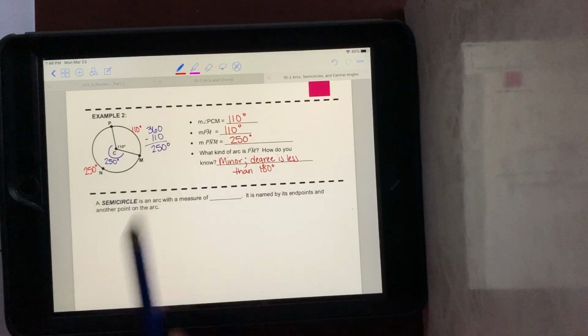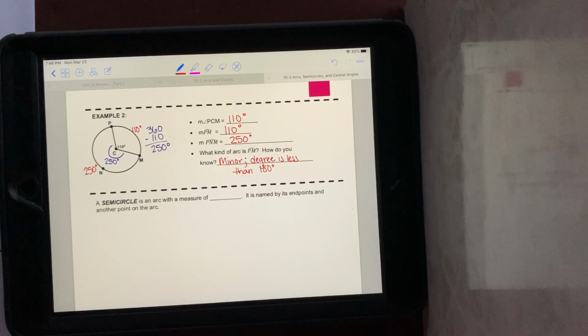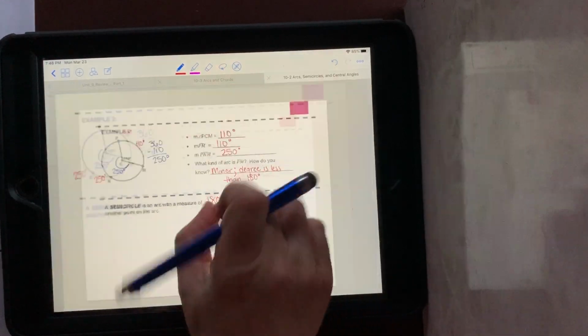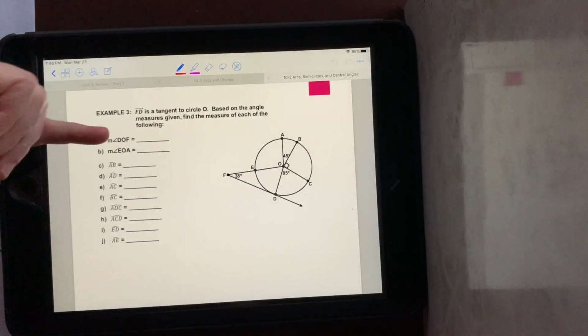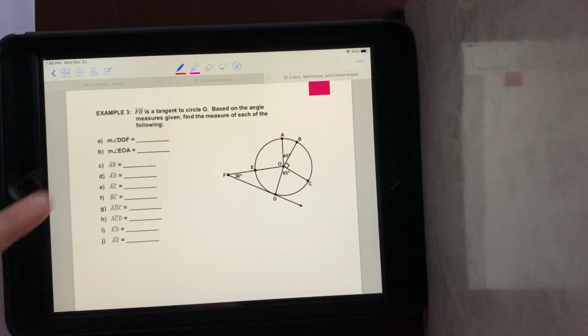All right, so here's where this 180 stuff comes from. With this semicircle, we know semicircle means half the circle. So it's an arc with a measure of 180 degrees. And it's named by its endpoints and another point on the arc. So we name a semicircle just like we do a major arc with 3 points. So it's really hard to tell. If we have a list of arcs here, it's hard to tell the difference between a major and a semicircle because they both use 3 letters. Minors are still pretty easy to identify, okay?